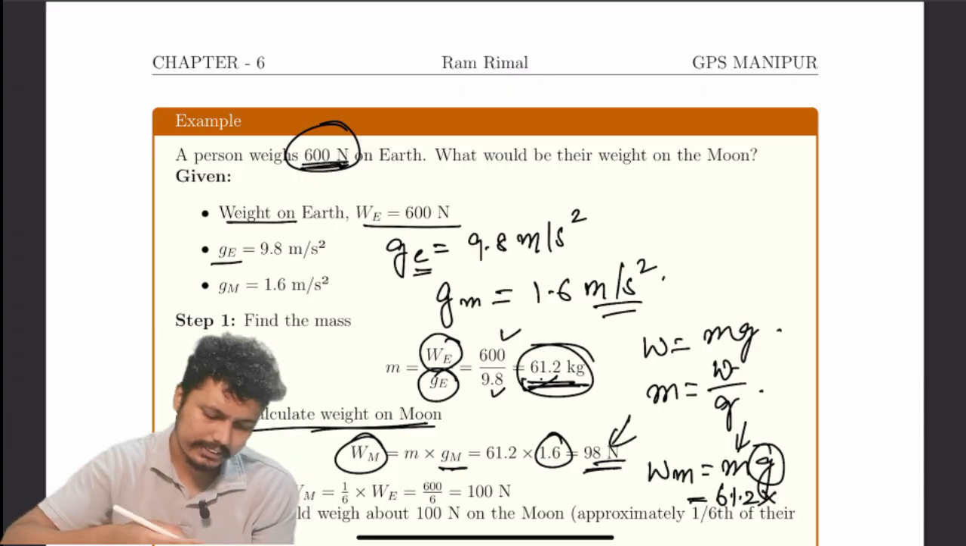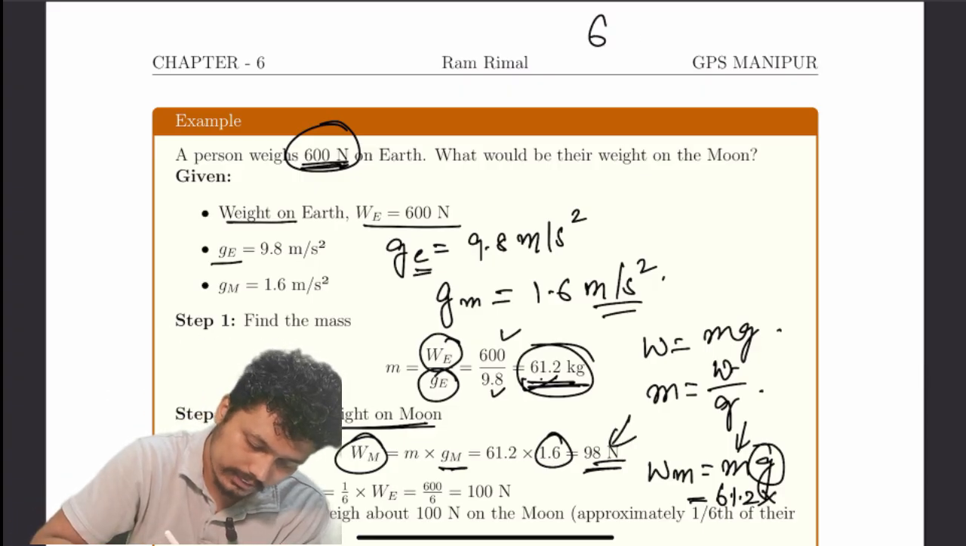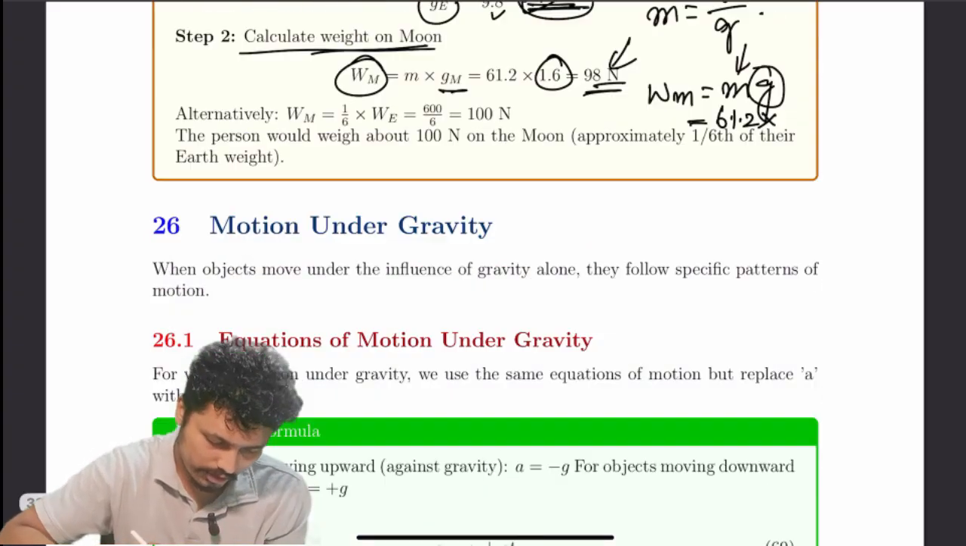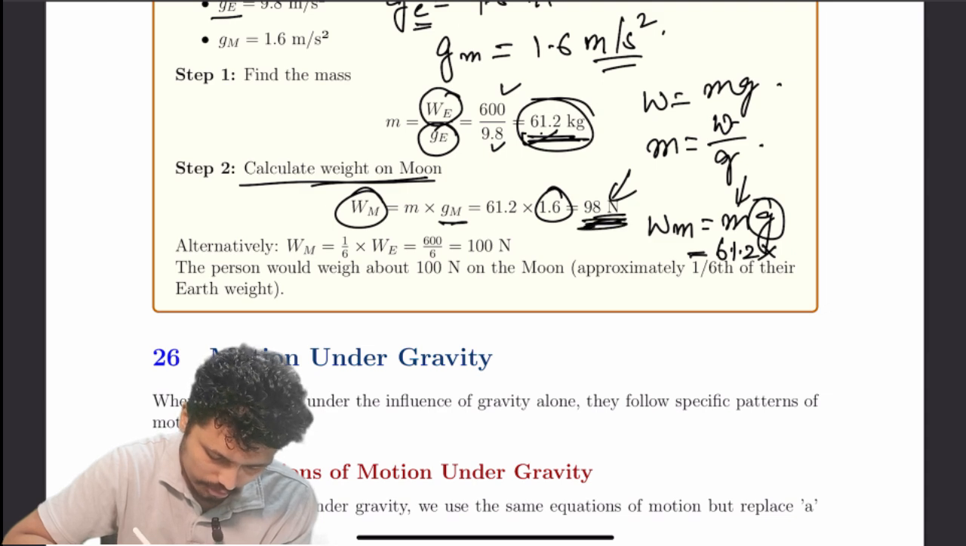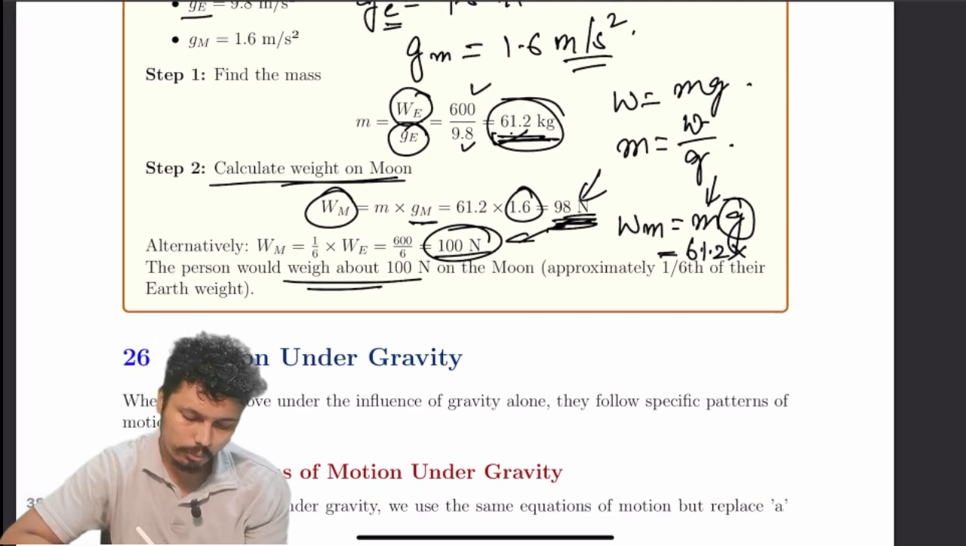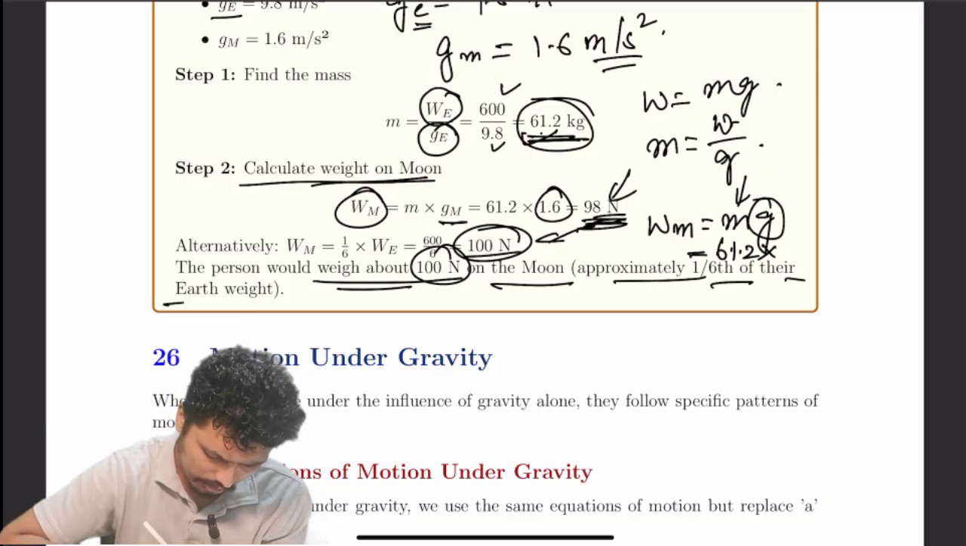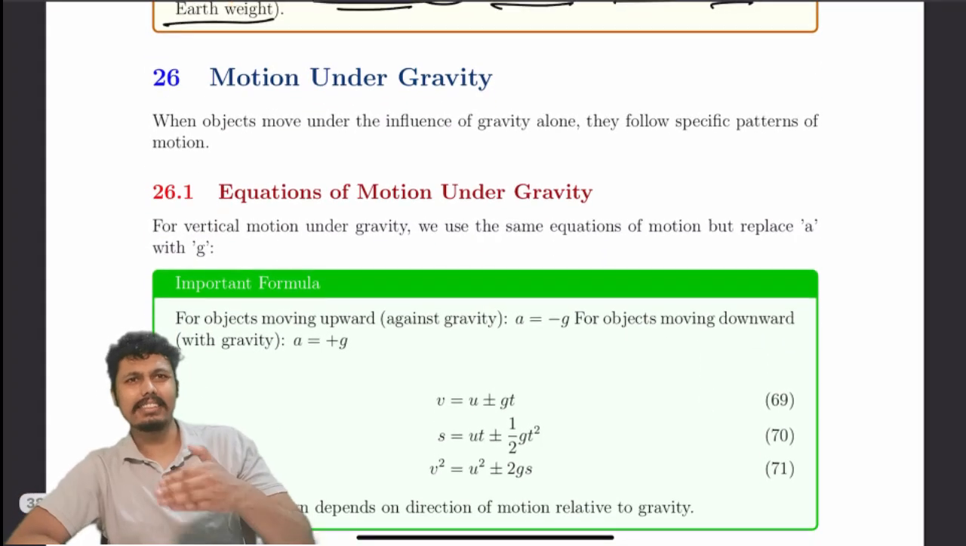Or we can directly do it: if it is 600 on Earth, divide by 6, then it will be 100. This much will be on the Moon. So it is 98 point something, which is about 100 Newton. So the person will weigh about 100 Newton on the Moon, approximately 1 by 6th of their Earth weight. So this is the general calculation.